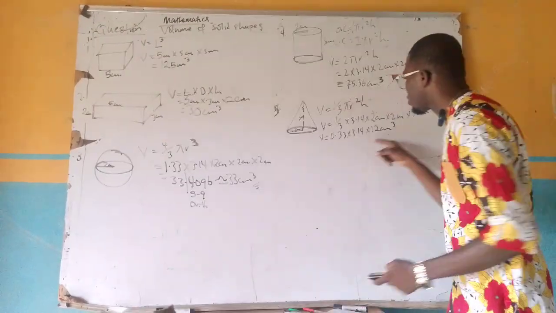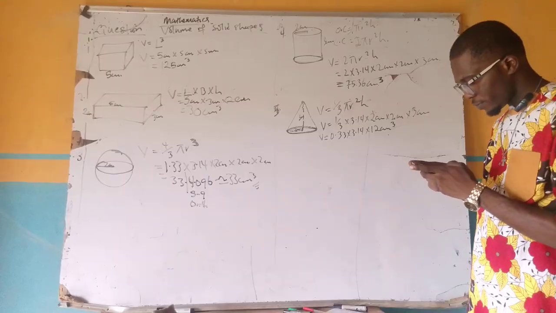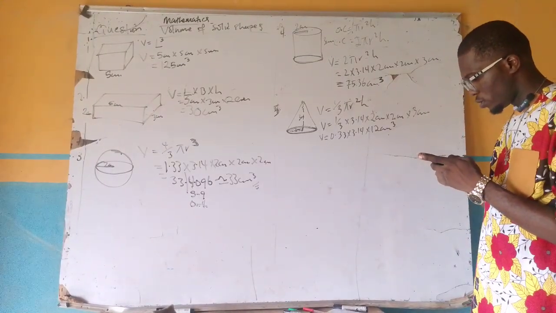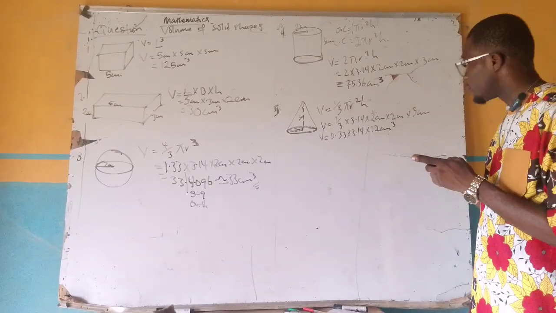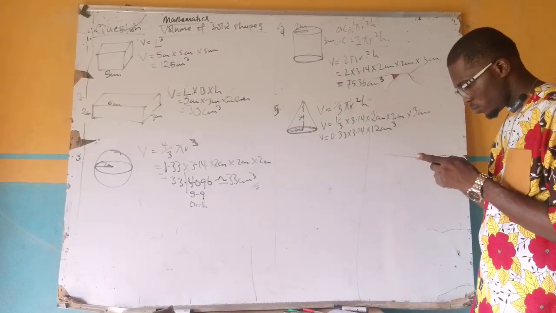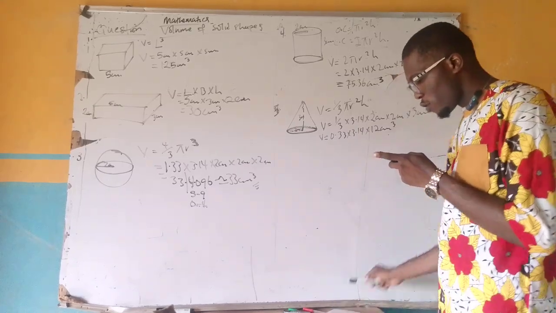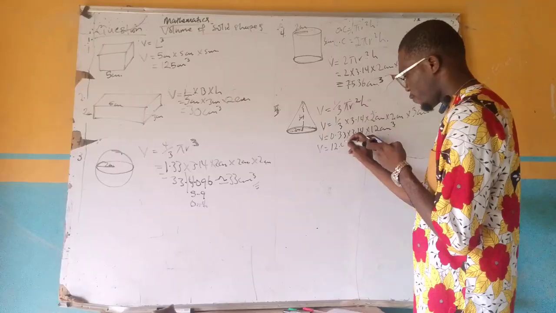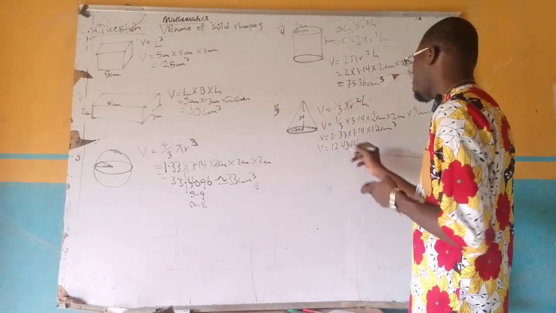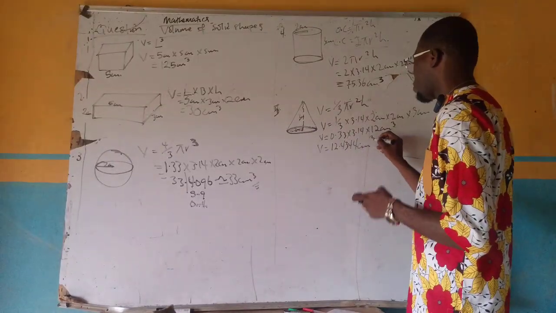So we are going to multiply this value, 0.33 times 3.14 times 12. So we have the volume equal to 12.4344. You can approximate that value if you want to.